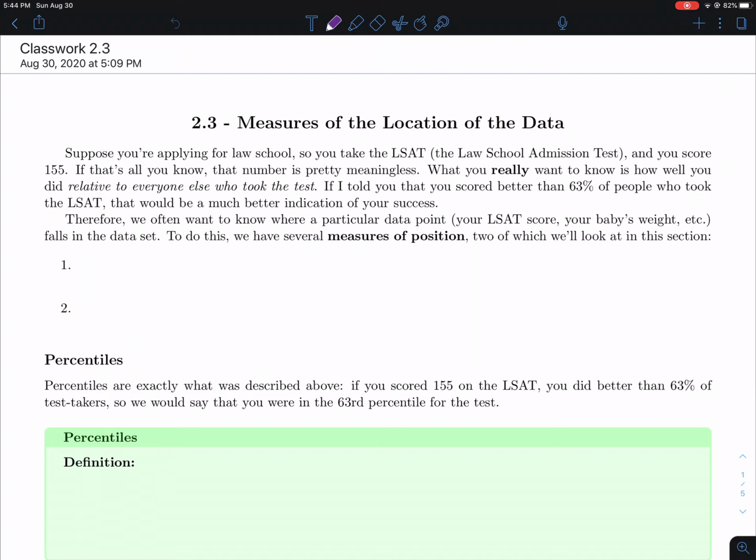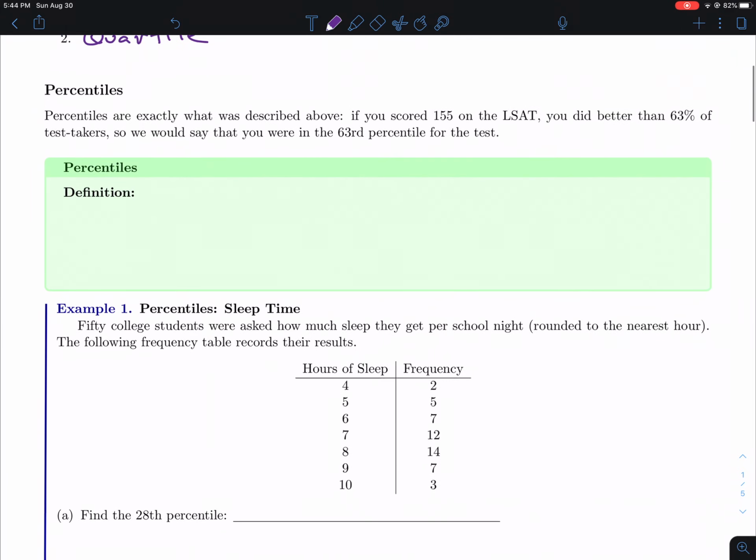These are all what are called measures of position. The two we're going to talk about are the percentile, which I've just mentioned, and what's called a quartile. We'll see in a second that a quartile is just a specific percentile. Percentiles are exactly what was described above. If you scored 155 on the LSAT, you did better than 63% of the test takers, so we would say you were in the 63rd percentile for the test.